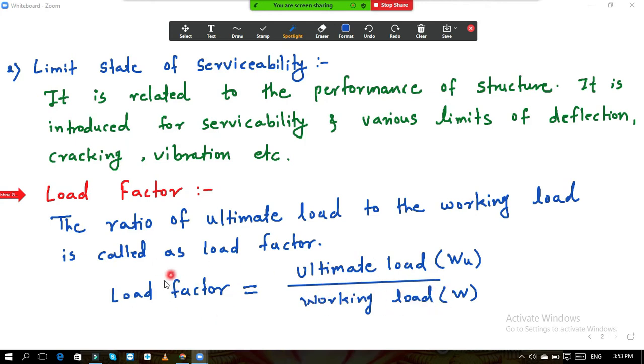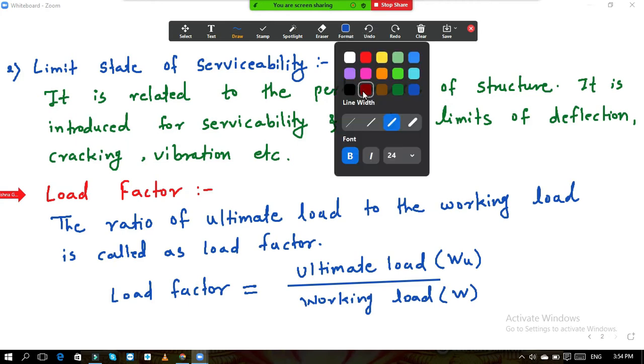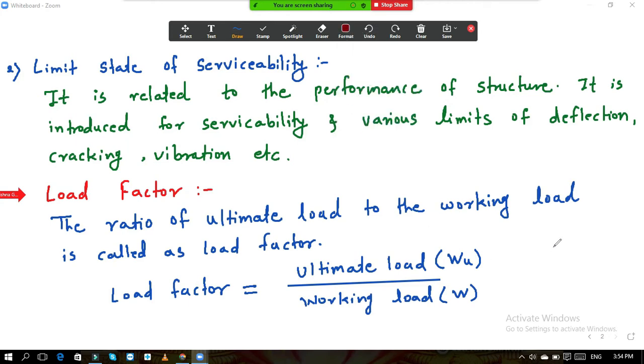Now how is this load factor calculated? Let us take the example from the last lecture. Suppose a structure has a working load of 100 kilonewton, and the ultimate load on the structure is 150 kilonewton. So if the maximum load of 150 kilonewton comes on the structure, then the load factor will be 150 by 100, that is 1.5. If you are not understanding, I will write it here. So ultimate load is 150 and working load is 100, then your load factor will become 1.5. This is our factor of safety.